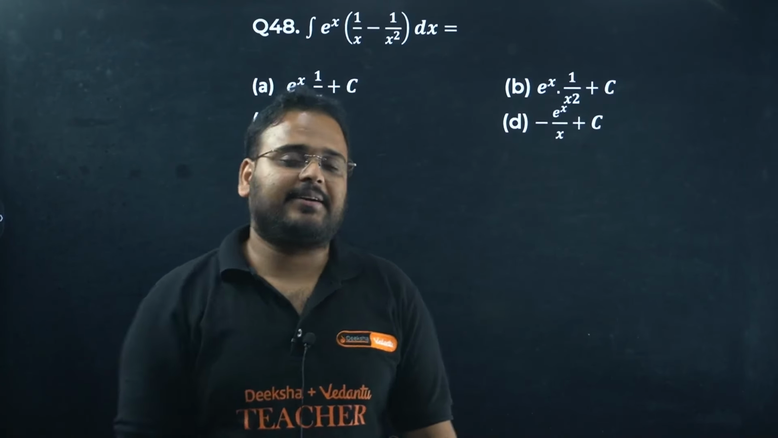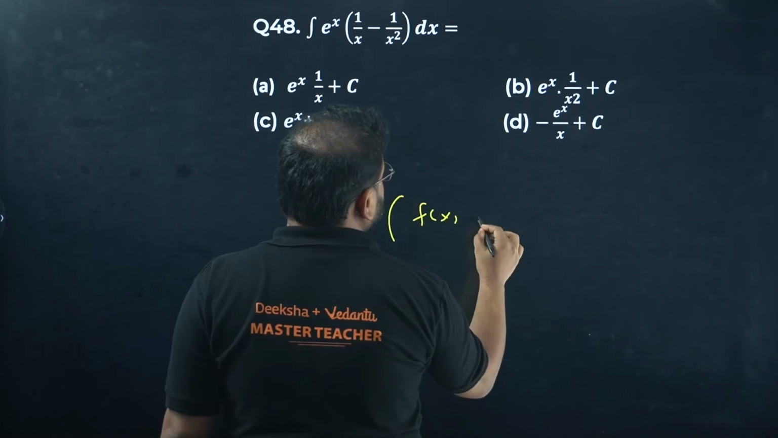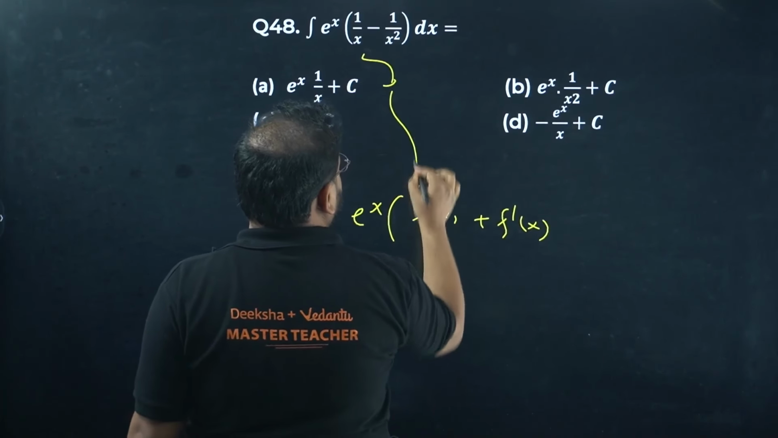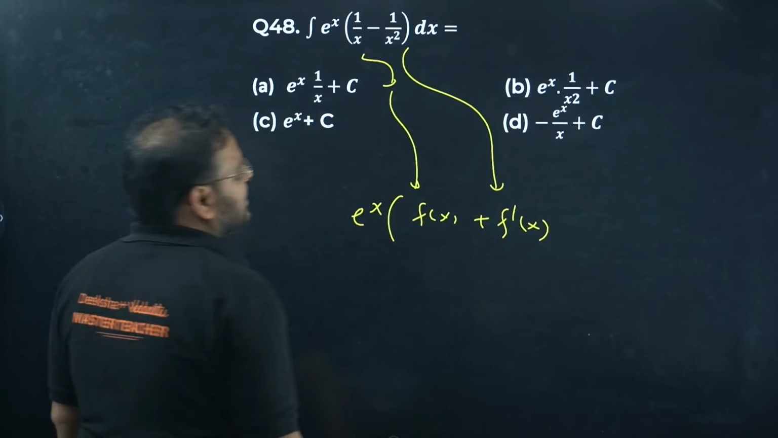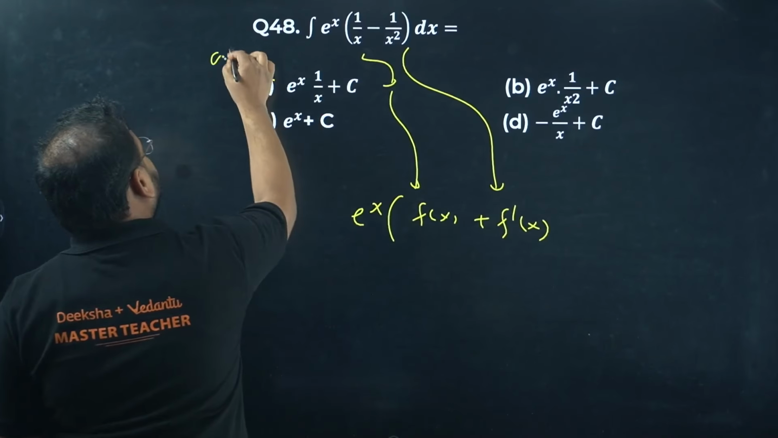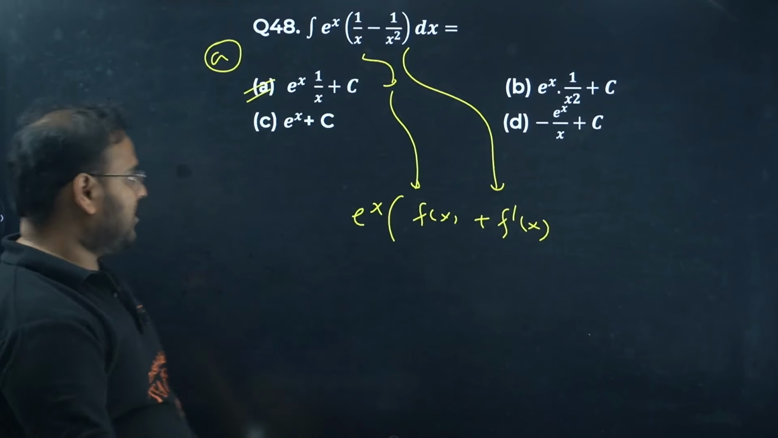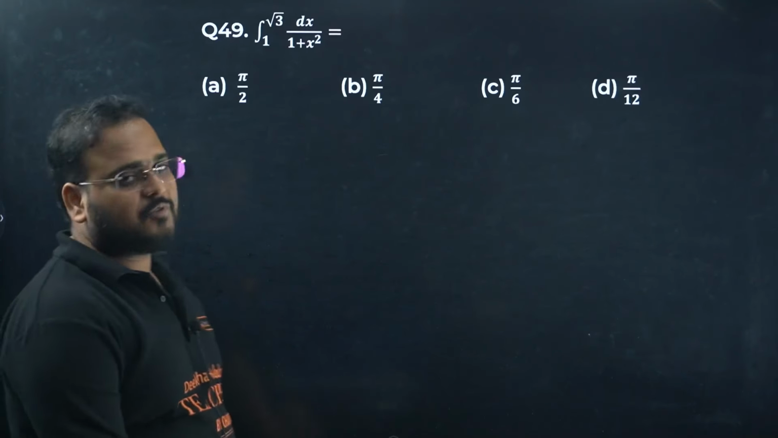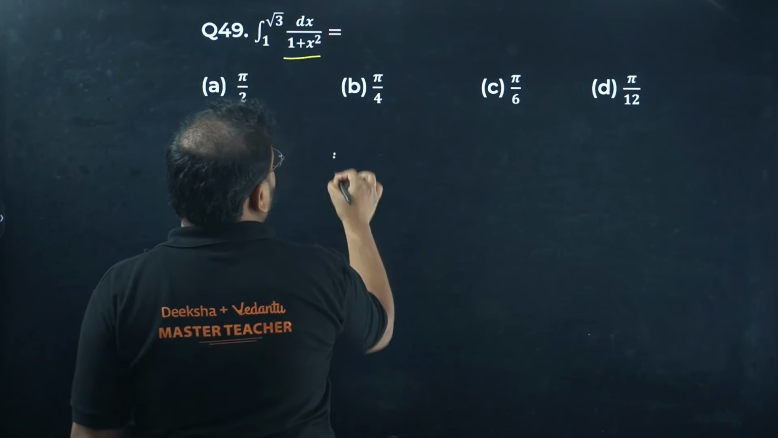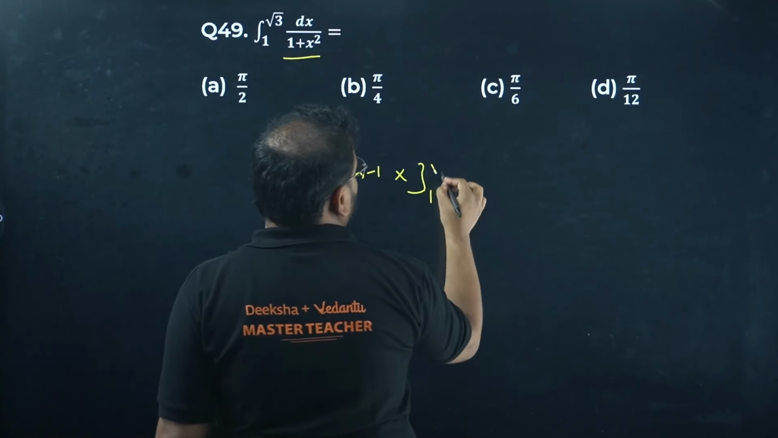Okay. 48. E power x formula is there, sir. E power x of f of x plus f dash of x. This is your f dash of x. What is the answer going to be? E power x times f of x, A. Derivative of 1 by x is minus 1 by x square only. Okay, sir. 49. Integration of this particular thing. Integrate this value, you're going to get tan inverse. That's the formula. From where to where? 1 to root 3.